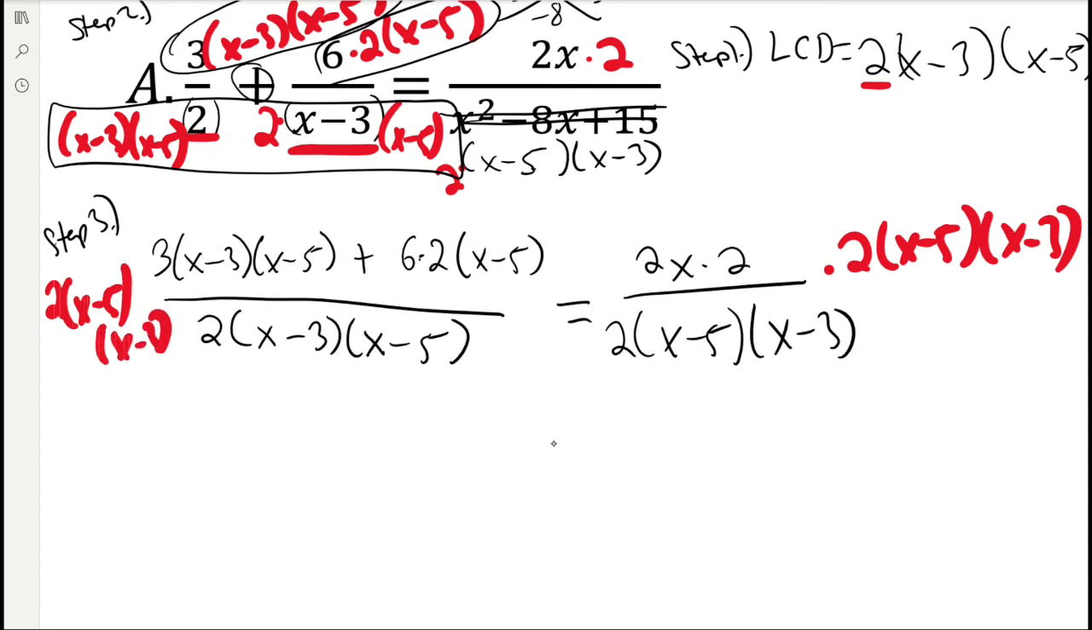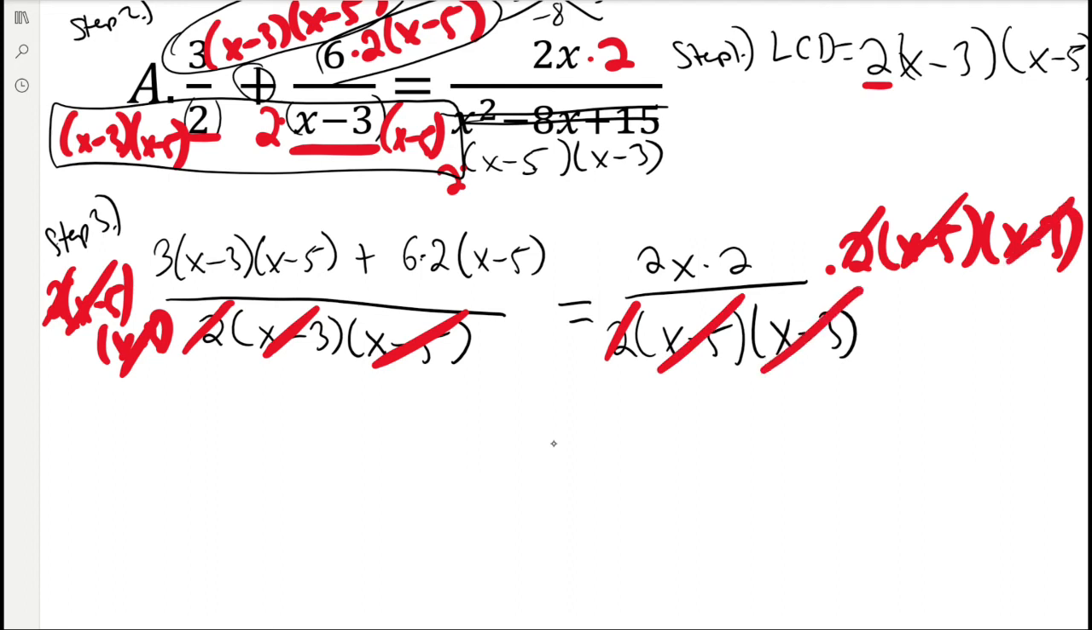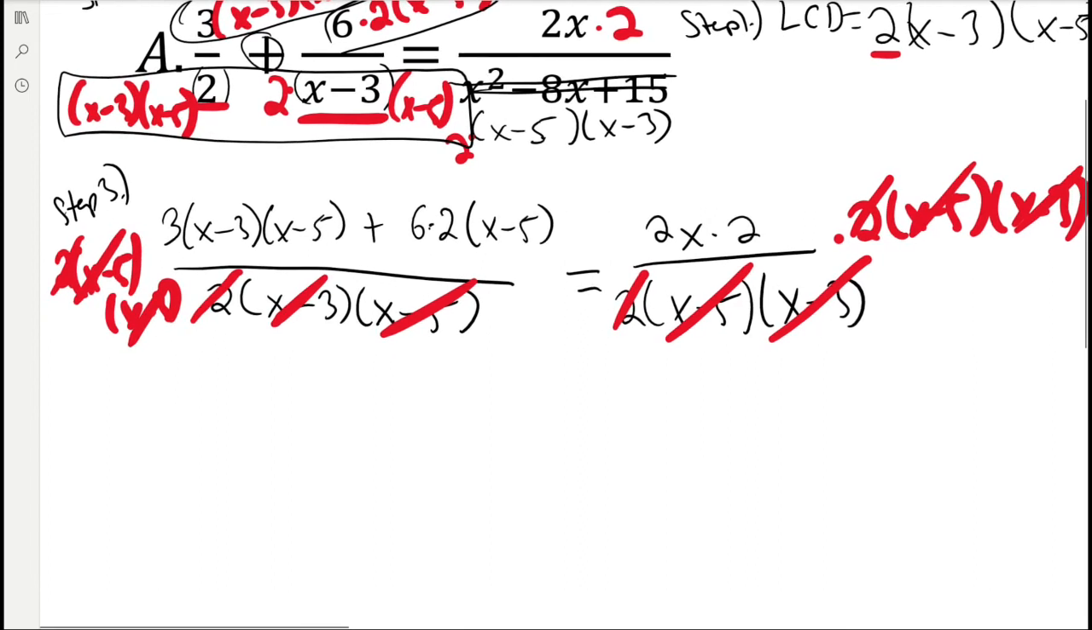If I do that, then the x minus 3's cancel, x minus 5's cancel, and the 2's cancel. That's because one is on top, one is on bottom. So when you divide them, 2 divided by 2 is 1, which means it cancels. X minus 5 divided by x minus 5 cancels. X minus 3 divided by x minus 3 cancels. One on top, one on bottom. It's called cross-canceling. So step 4, we have the two numerators equal to each other.